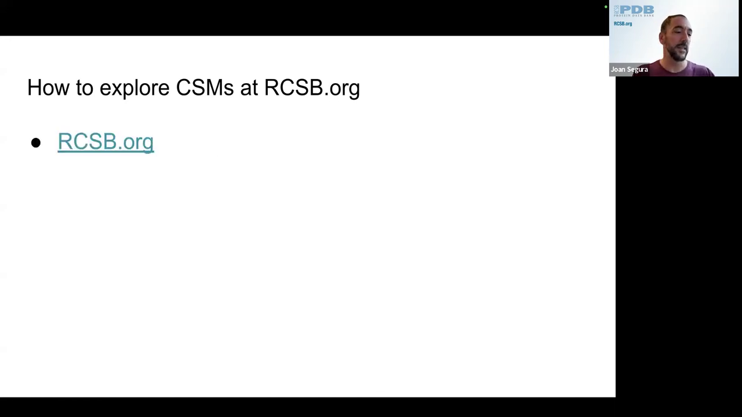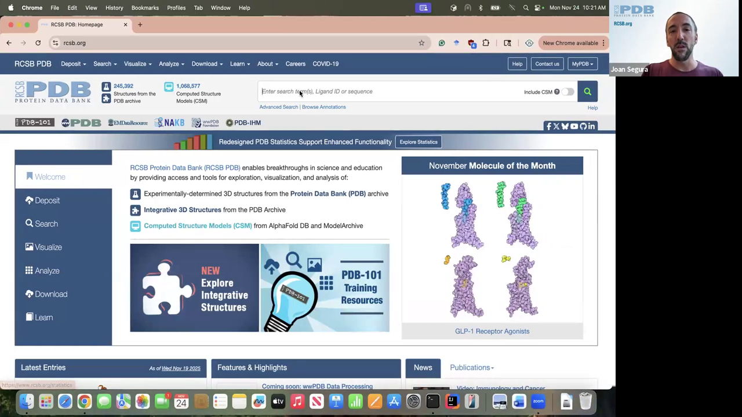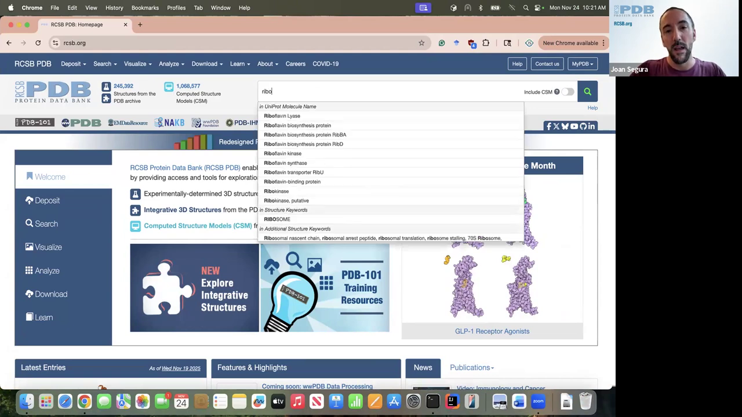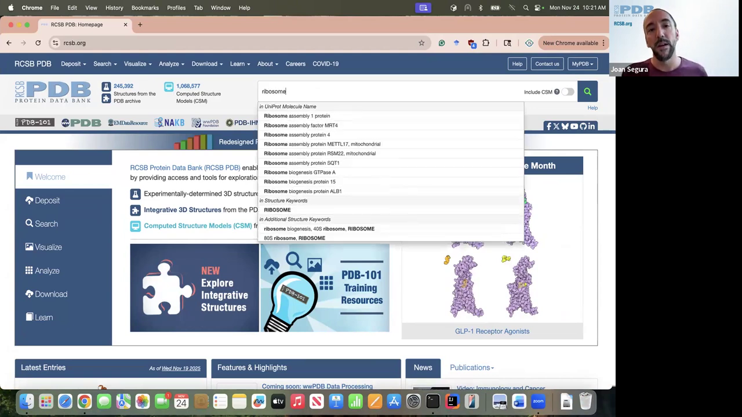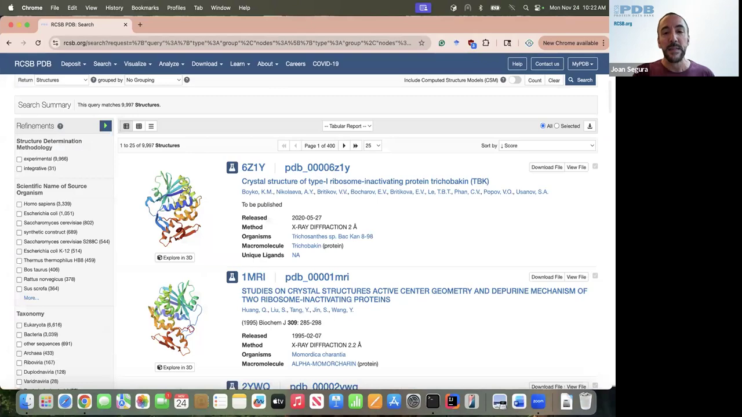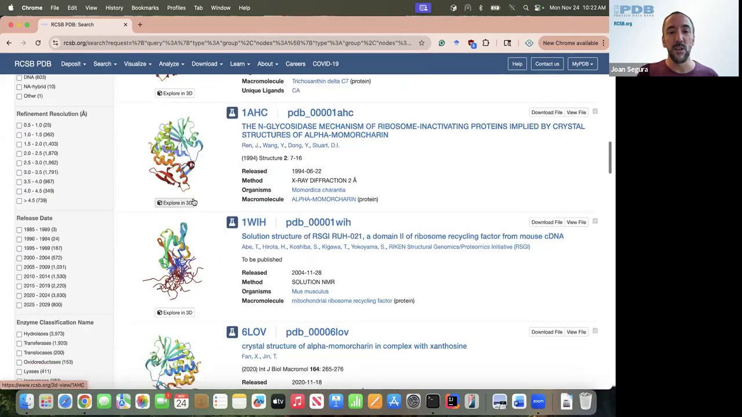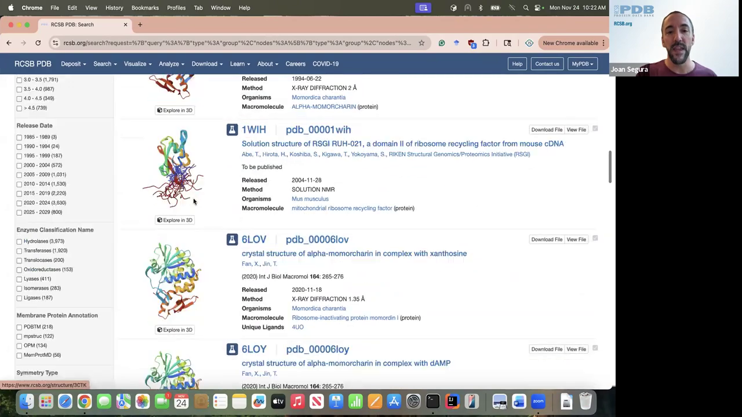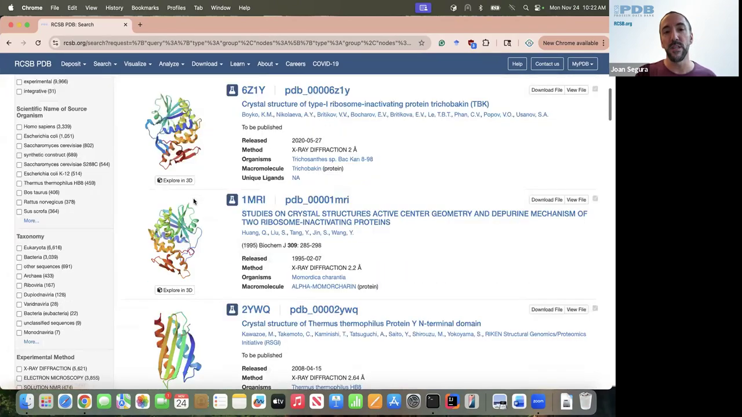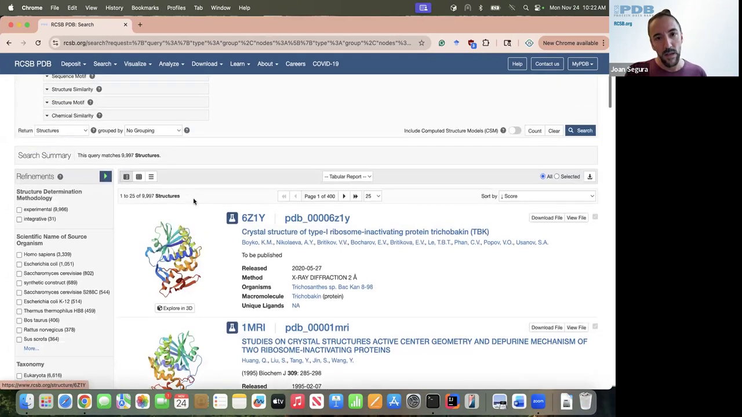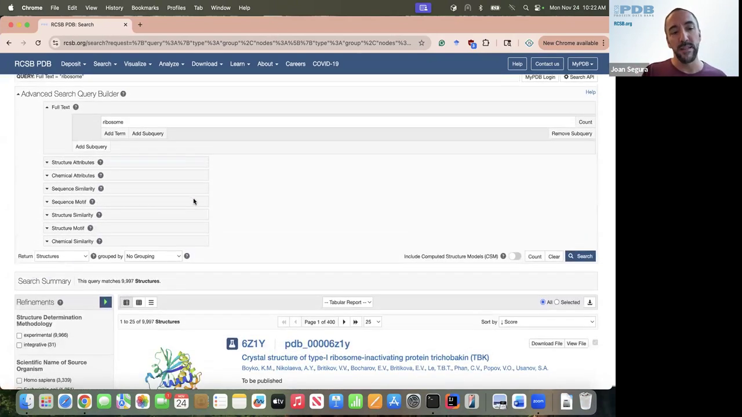Okay, so let's do a small demo on these things. If we go to our website, let's start with our main search tool, and we search, I don't know, ribosome. What we can see is that all the structures contain the Erlenmeyer flask. So all these entries are experimental entries.